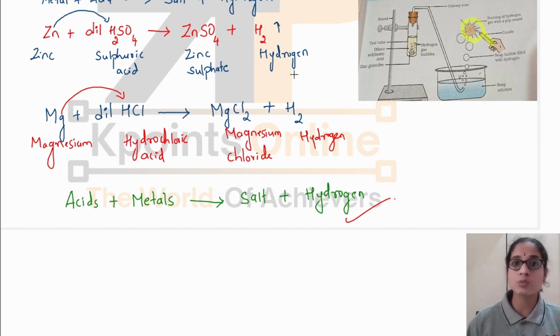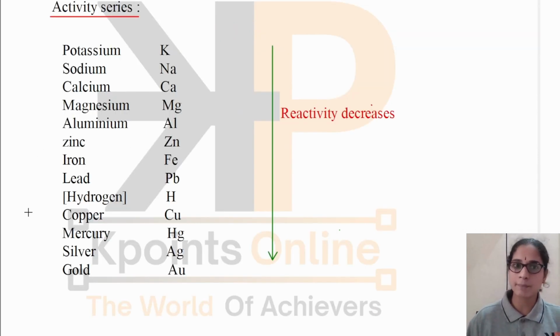Only those metals which are more reactive than hydrogen will displace hydrogen. It means they will react with acid to form salt and hydrogen gas. But the metals which have lower reactivity than hydrogen will not react with acids. We have also studied this activity series in chapter 1.